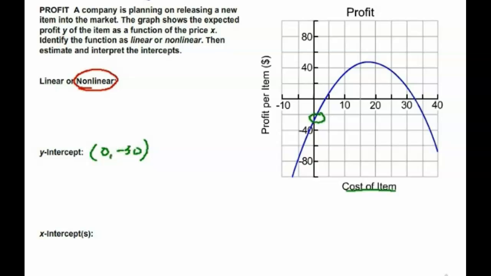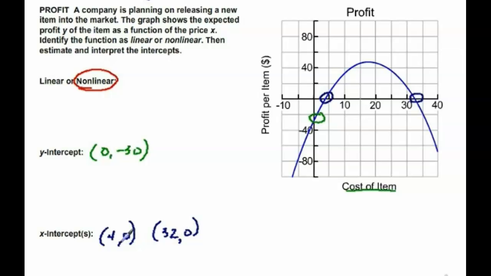Next, the x-intercepts. There are two of those, this ordered pair and this ordered pair. Those can be represented as (4, 0) and (32, 0). X-intercepts, again, are those places where the curve will cross the x-axis. What do those intercepts mean in this problem?